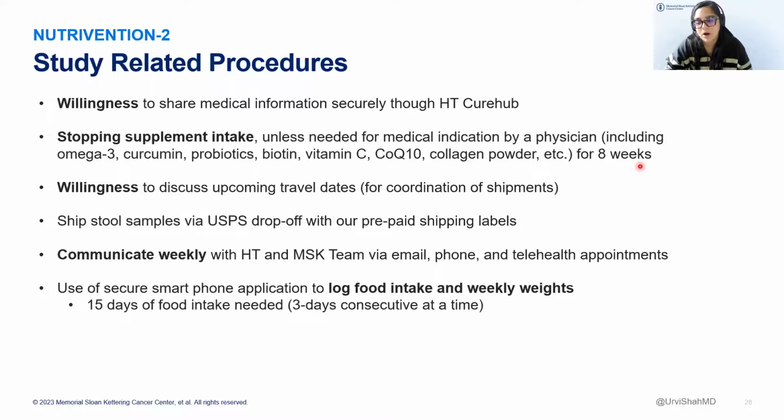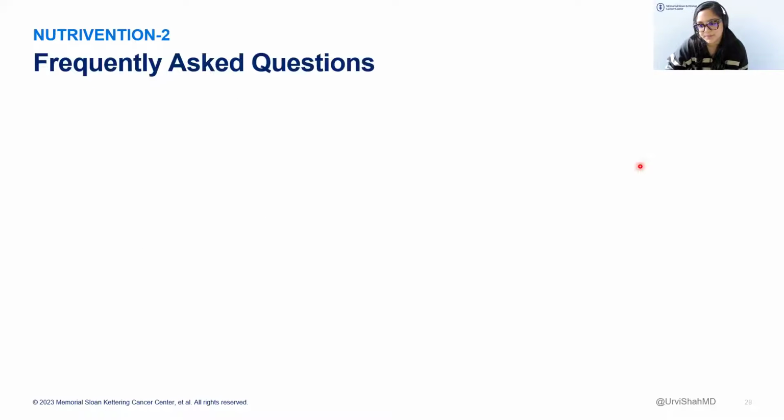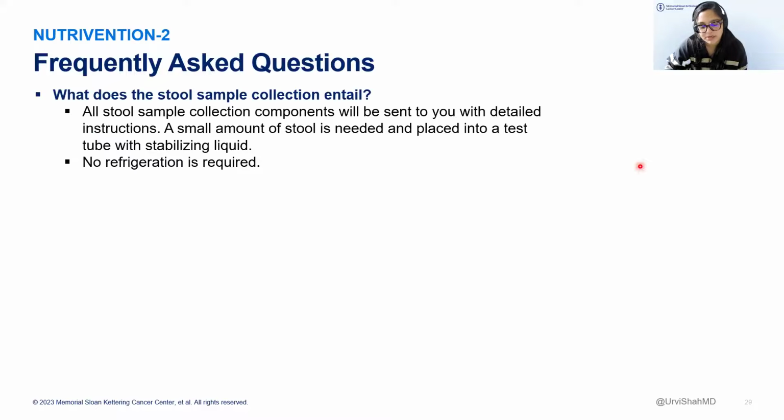And then a willingness to discuss upcoming travel dates, that is solely for coordination of shipments of the stool samples and the meals and the supplements. And then you'll have to ship the supplements with our prepaid shipping label. And then additionally, you'll use that smartphone device to log in food intake and weekly weights, as well as communicate with the research team.